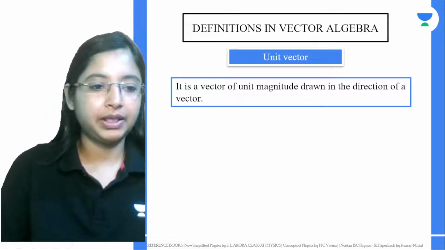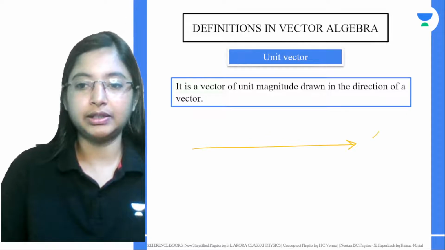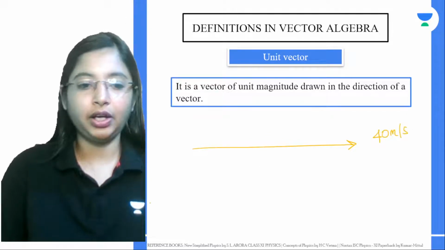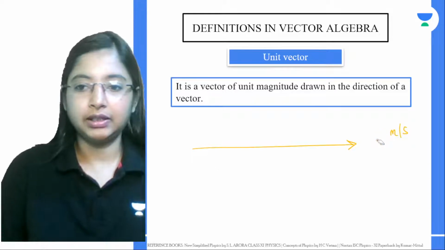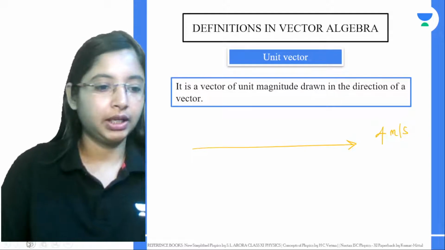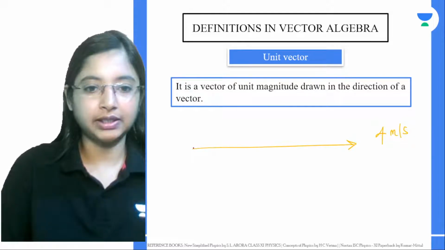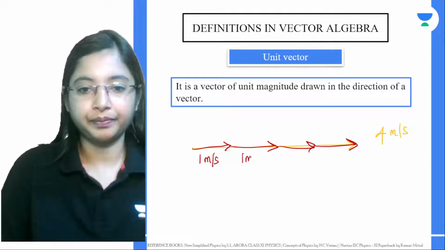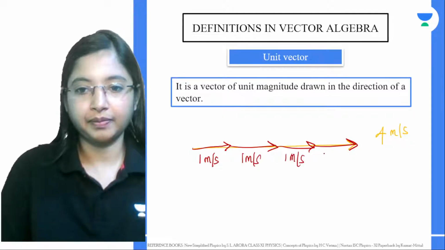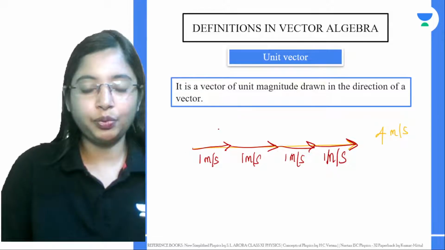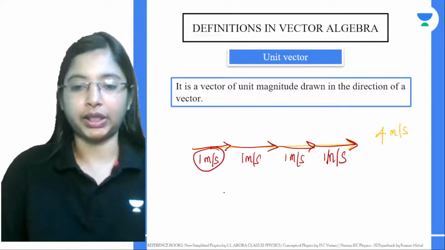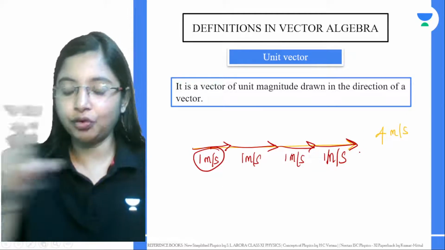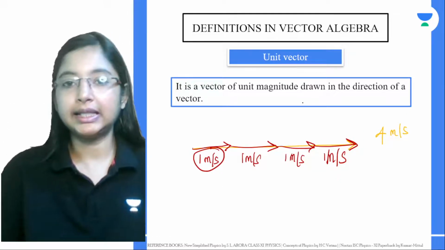For example, let's say this particular vector over here is 40 meters per second. Or, for easier calculation, let's say this is 4 meters per second. Now I can take this vector and say this vector consists of 4 vectors, each of length 1 meter per second. Each one of these is a unit vector. The direction is the same as the 4 meter per second vector. This is a unit vector.